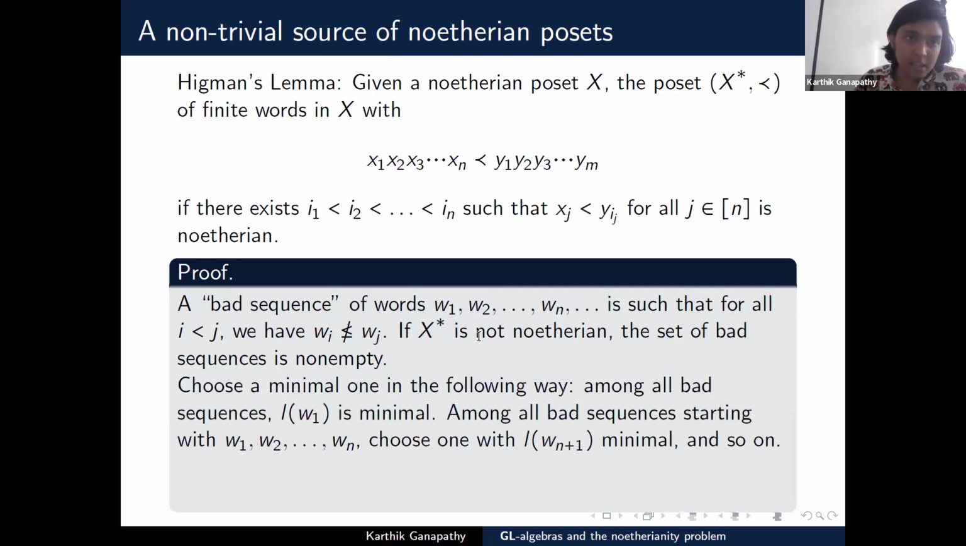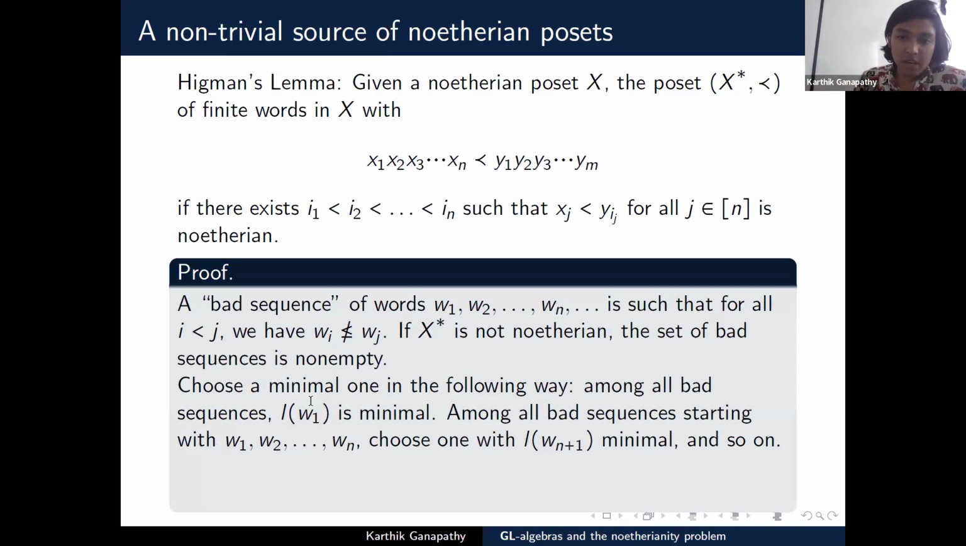Among all bad sequences, I choose one where the length of the first word is minimal. Then once I have chosen a bad sequence starting with w1 with the length of w1 minimal, I look at all sequences that start with w1 and choose the one where the length of w2 is minimal. I keep on iteratively building a bad sequence like this. At the end, if you have chosen w1 through wn, look at all bad sequences that start with w1 through wn and choose one where the length of w(n+1) is minimal. And you can just keep on doing this.